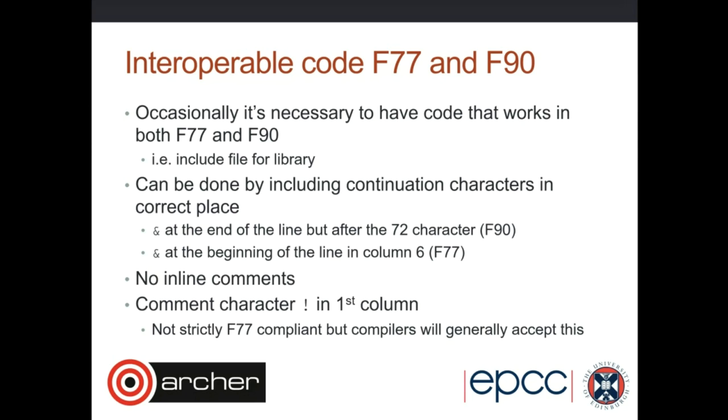And if you have to break lines, to split code across multiple lines, then you need to have this ampersand at the end of a line, but after the 72nd character, to make sure that the Fortran 90 compiler understands you're breaking the line, and also at the beginning of a line for the Fortran 77 compiler. Now, most people won't need to do this, but I have run across occasions where you have to write a bit of code which is called by a couple of different applications. Some are Fortran 77, some are Fortran 90. For instance, writing an I/O library, and you can get around the issues and write code which will be compilable by both compilers.